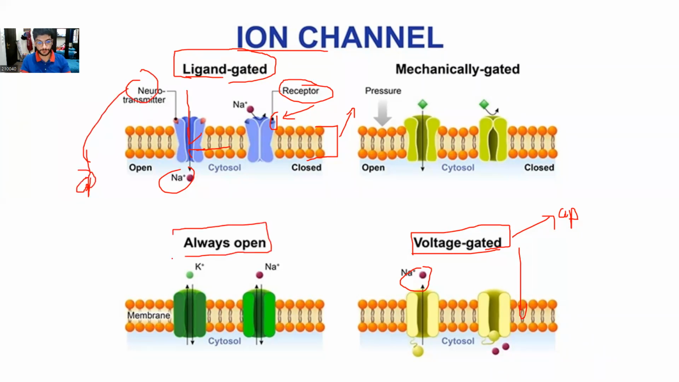These over here are called leaky channels or always open channels. These are responsible for establishing the resting membrane potential. Now, the most important channel here is the potassium channel. It's called the leaky potassium channel, and it's the most responsible channel for establishing the resting membrane potential. I want to just ask something. Are you guys aware of the equilibrium potential, or do you need me to explain it?